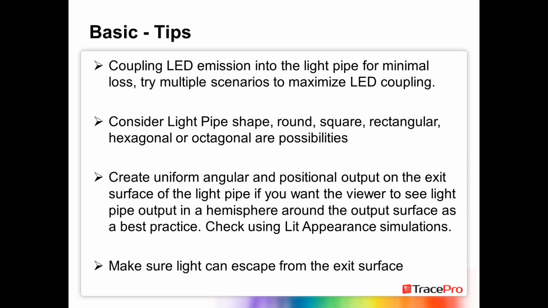To create uniform angular and positional output on the exit surface of a light pipe, you want to have a lit appearance type setup where you want to see in a total hemisphere around that output surface what it's going to look like when you turn on that LED. So we have two ways of doing lit appearance simulations, and I'm going to show you both of those. And we want to make sure that when we do a simulation, we're letting light escape from that exit surface as much as possible because we want the highest efficiency in most cases.